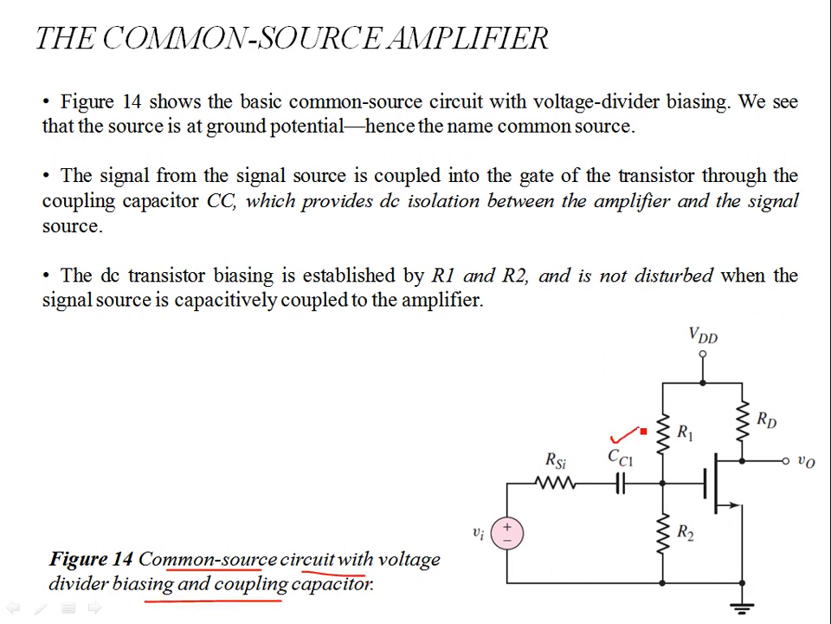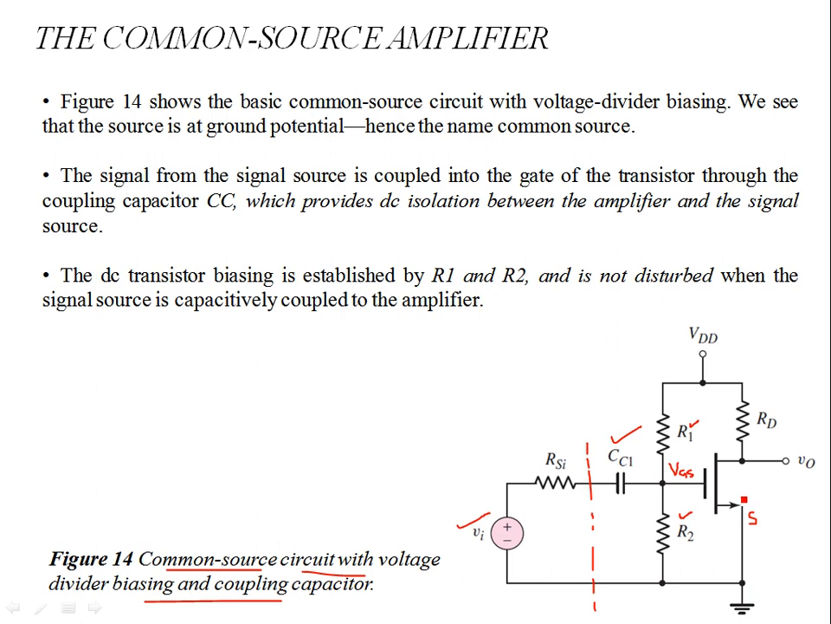So you have a coupling capacitor that couples an AC source. You have an AC source VI, and this is my source which drives the amplifier. R1 and R2 form the biasing resistances, and with VDD, this voltage division is going to determine your VGS. The source is at ground, so VS is zero.